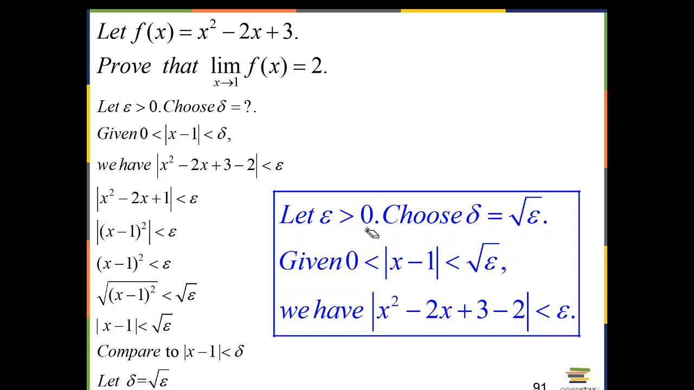Okay, so I write: let epsilon be greater than 0, choose delta to be square root of epsilon. Then every time you have this on the x-axis, you will have this on the y-axis. Make sense? So on the x-axis, if you are square root of epsilon to the right and to the left, then on the y-axis you will be epsilon from 2. That's the idea. If you are within a square root of epsilon here, a square root of epsilon here, then you would be within epsilon here and here.